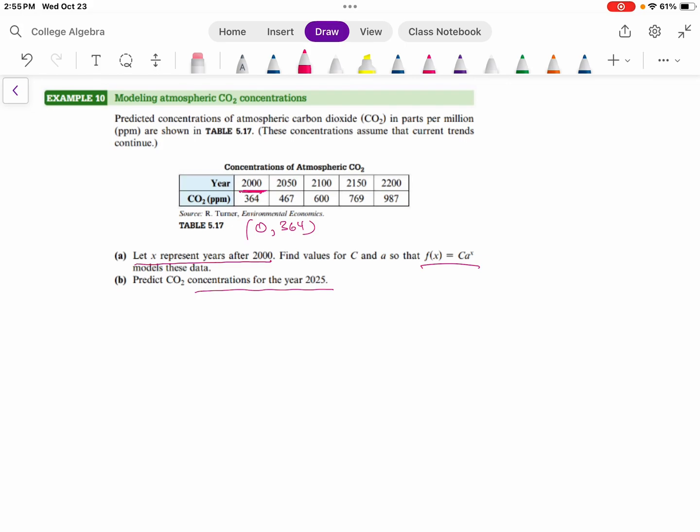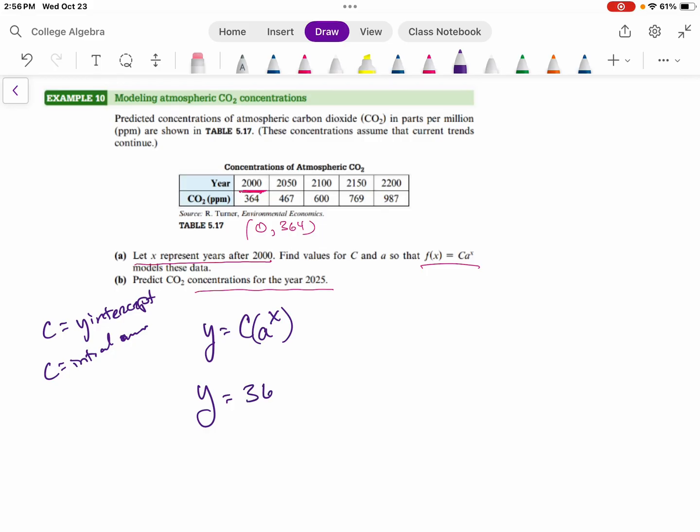And again, based on our lesson today, in my equation of y equals c times a to the x power, the c is equal to the y-intercept, or the starting amount, or the initial amount. So that means I can rewrite this as y equals 364 times a to the x power. Now I have to figure out, what is a? What am I growing by?